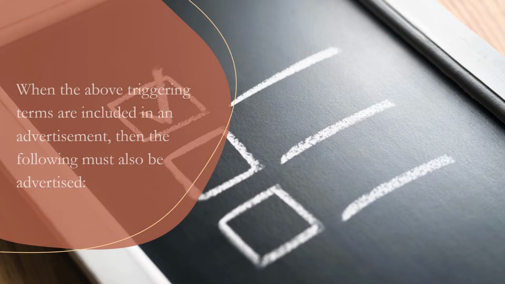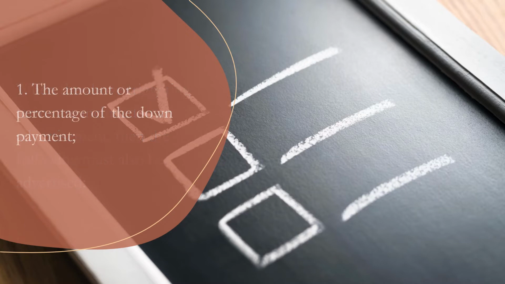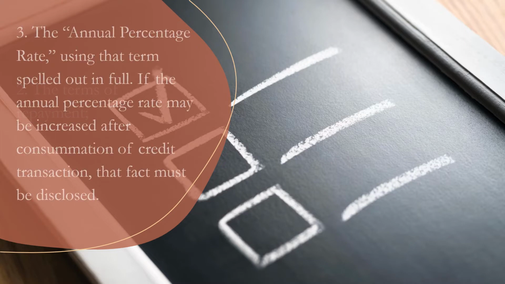When the above triggering terms are included in an advertisement, then the following must also be advertised. 1. The amount and percentage of the down payment. 2. The terms of repayment. 3. The annual percentage rate, using the terms spelled out in full. If the annual percentage rate may be increased after consummation of the credit transaction, that fact must also be disclosed.